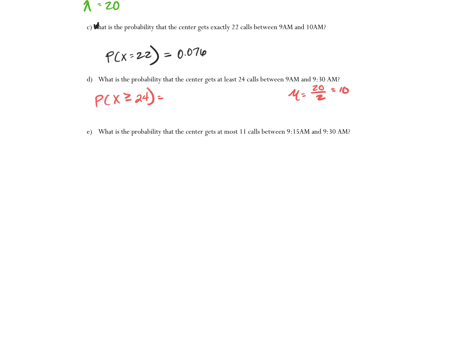Now, in terms of your calculator, which outcomes are greater than or equal to 24? 24 is greater than or equal to, right? So 24, 25, 26. In this case, we can only do less than, so I'm going to do 1 minus the probability x is less than or equal to. So which outcomes weren't greater than or equal to 24? 23, 22, 21. 1 minus that number, right?